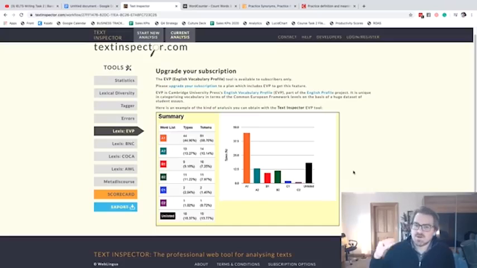Or even better, go to an academic journal, Oxford, Cambridge, MIT, Stanford, a very, very high level university, and you'll find lots and lots of academic papers there. Copy and paste some of that into this tool and you'll see the exact same pattern. The majority of the words will be A1, A2, some will be B1, B2, and a very small percentage of them will be C1, C2.